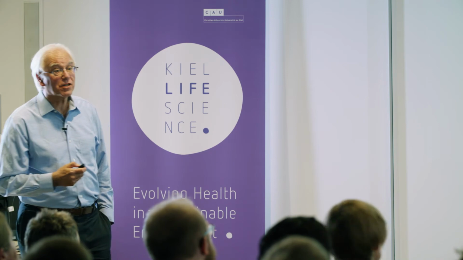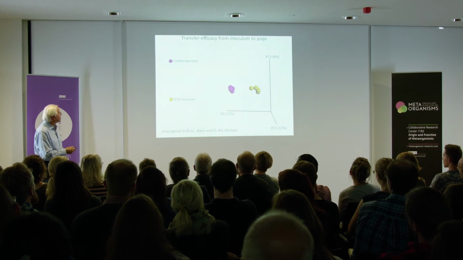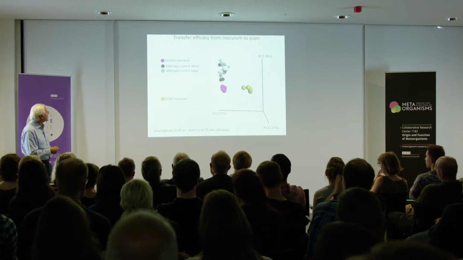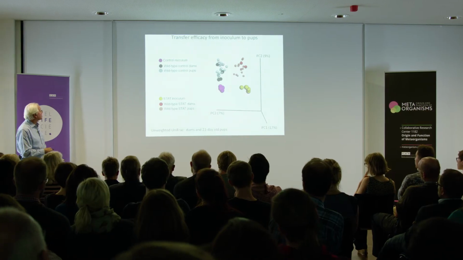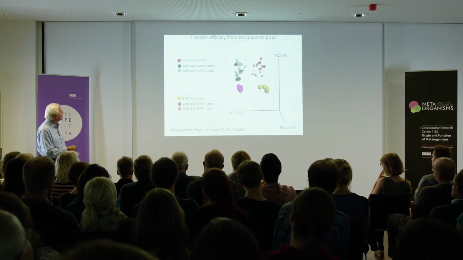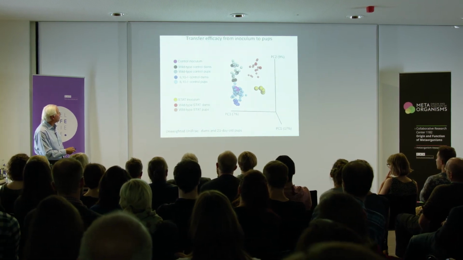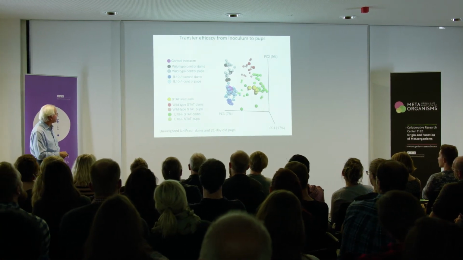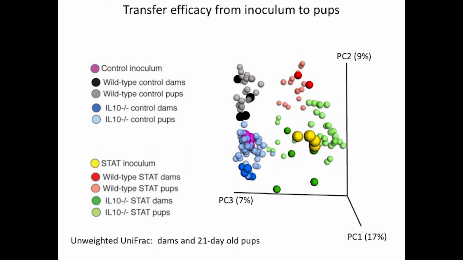So first, let's ask what happens to the microbiota. So here is the control inoculum. Here's the stat inoculum on this principal coordinates analysis. Now we're looking at the recipients of the control inoculum, the dams and the pups. They're in this quadrant. Here are the recipients of the stat inoculum. These are the wild-type mice. They're in this quadrant. Now we're looking at the IL-10 deficient mice getting the control inoculum. They're in this quadrant. And the IL-10 deficient mice that got the stat inoculum, they're in this quadrant, although you can see there's much more heterogeneity. So this is just dams and pups at day 21 of life.